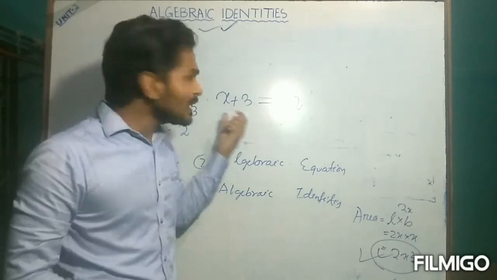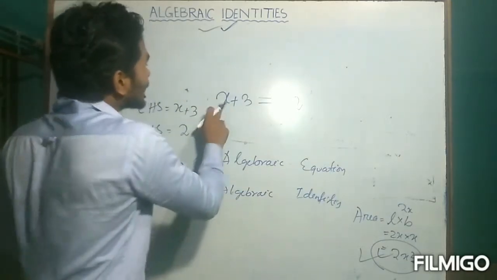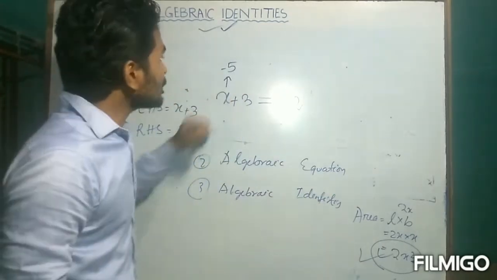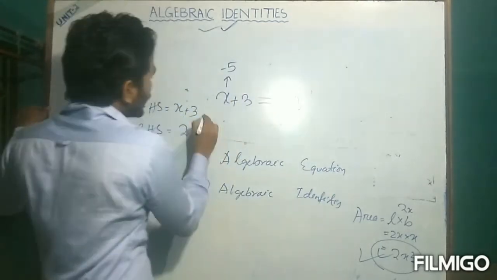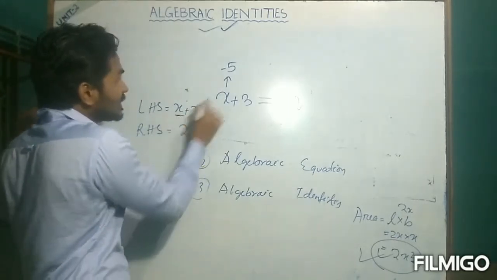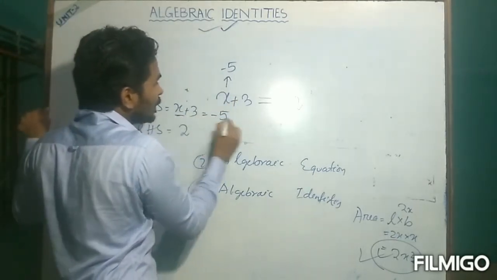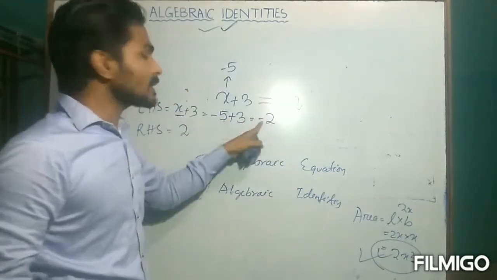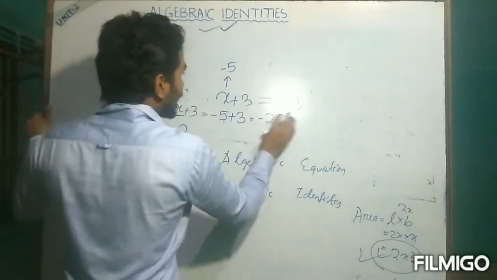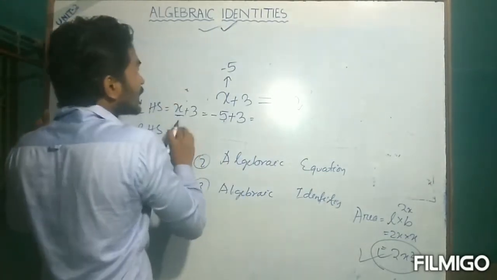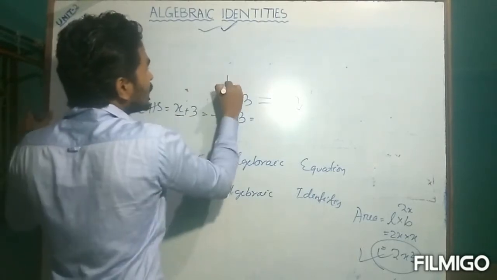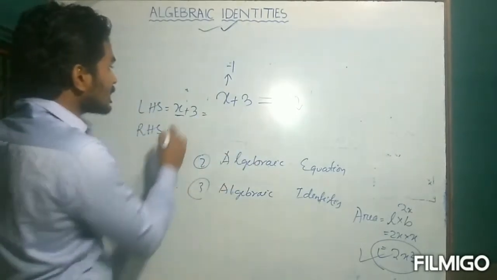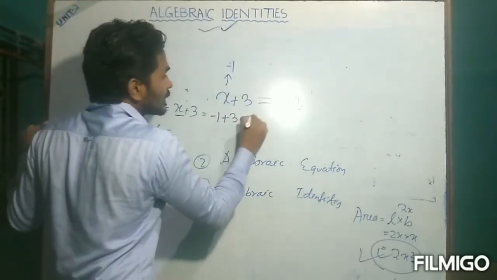So we need to find the value of x. By trial and error method, suppose I take x to be minus 5. Then how much is LHS? Minus 5 plus 3 is equal to minus 2. No, it is not true because LHS and RHS are not equal, so it is rejected. Suppose I take x to be minus 1. Then what is the value of LHS? Minus 1 plus 3, that is 2.